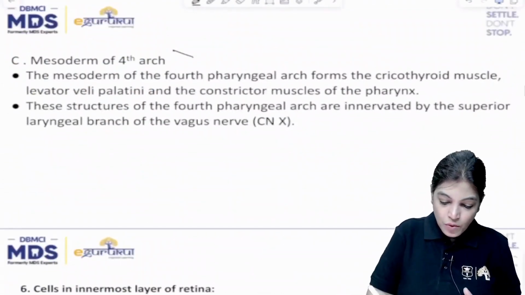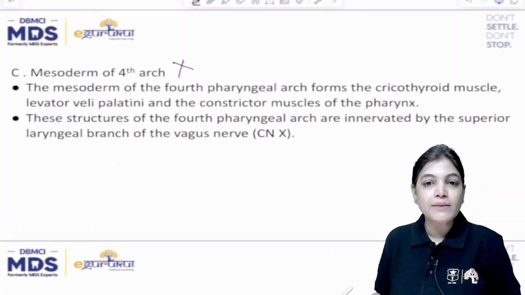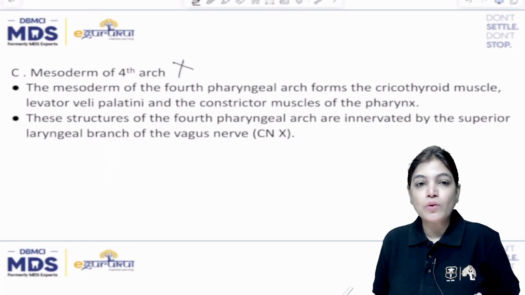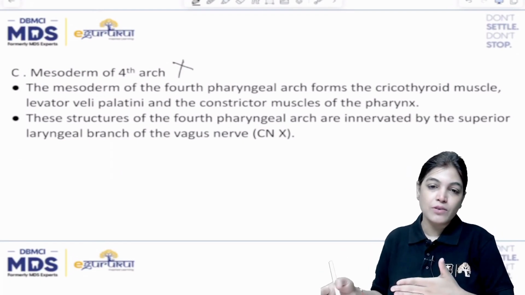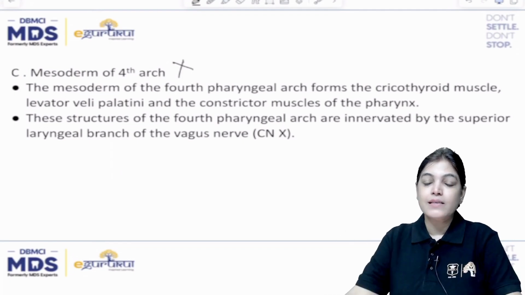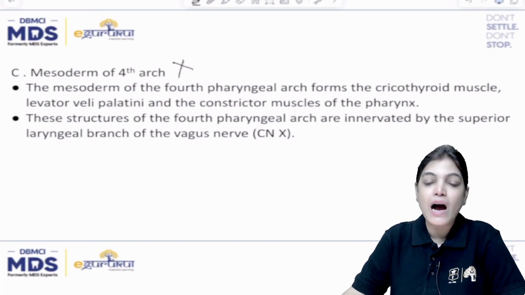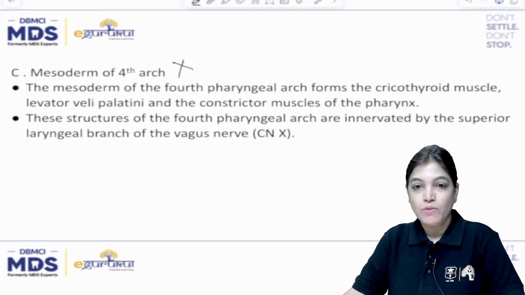Now, mesoderm of fourth arch. Mesoderm की बात करते हैं, so mesoderm again forms the muscles. And if I talk about the muscle of the fourth arch, it is the constrictor muscles of the pharynx along with the cricothyroid muscle. So, of all the intrinsic muscles of the larynx, only cricothyroid muscle is a muscle of fourth arch.